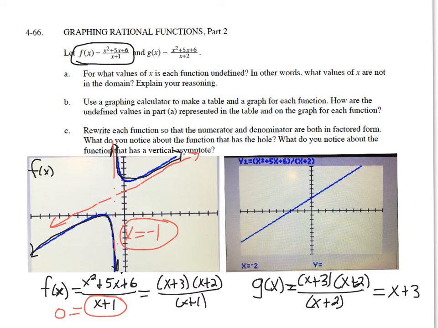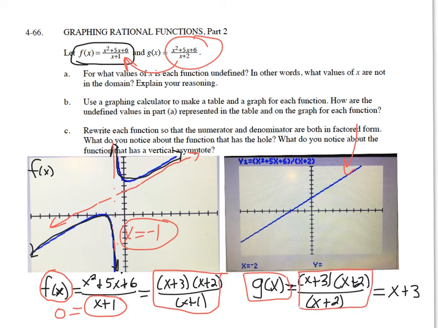Let's look at the second equation, g of x. This looks almost the same as f of x, but yet the graph is so much different. And the reason is, when we write both of these in factored form, f of x in factored form, g of x in factored form, notice how I cannot reduce anything in f of x. These factors do not reduce. But in g of x, I can reduce the x plus 2. And that just leaves me with x plus 3.